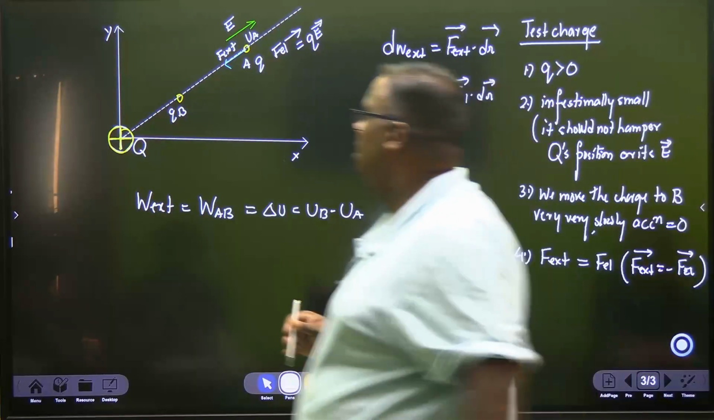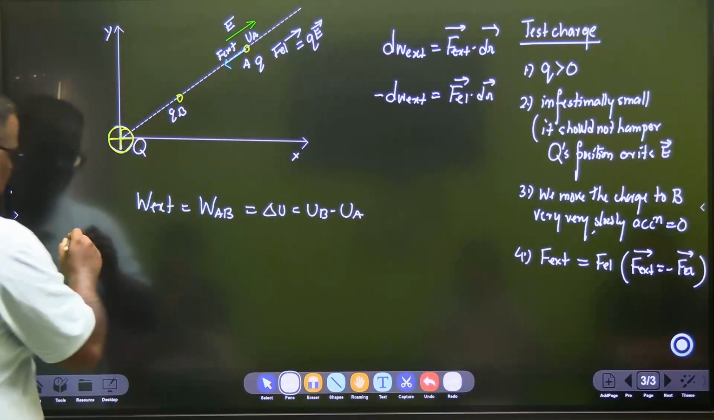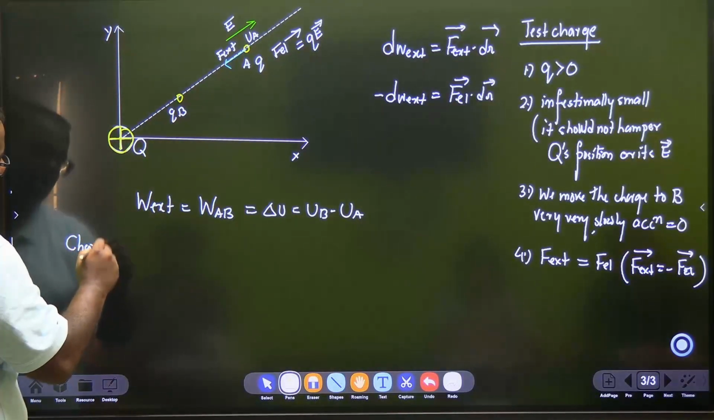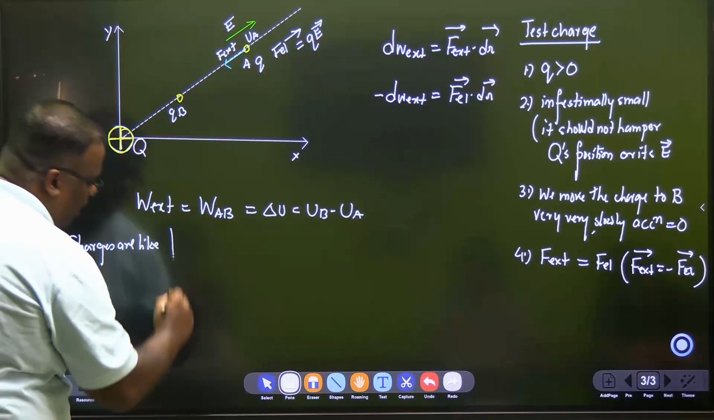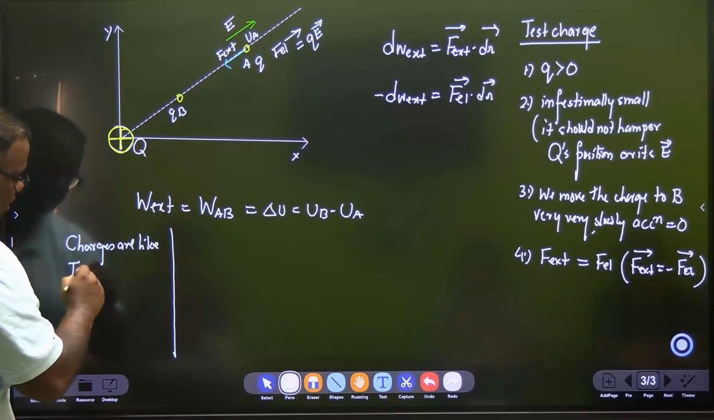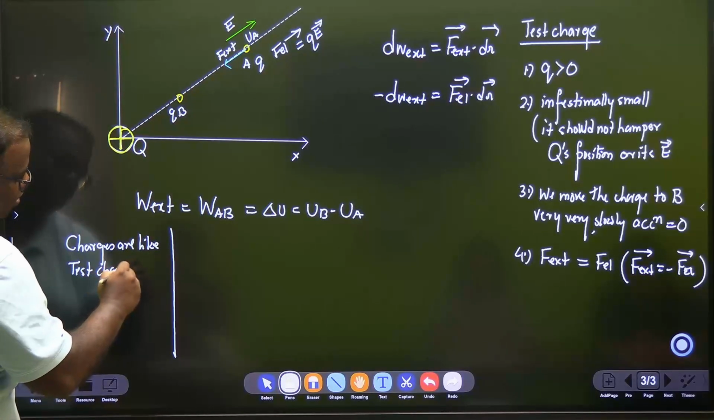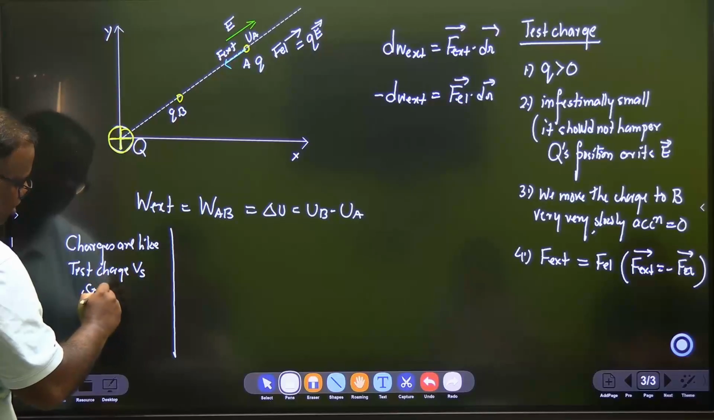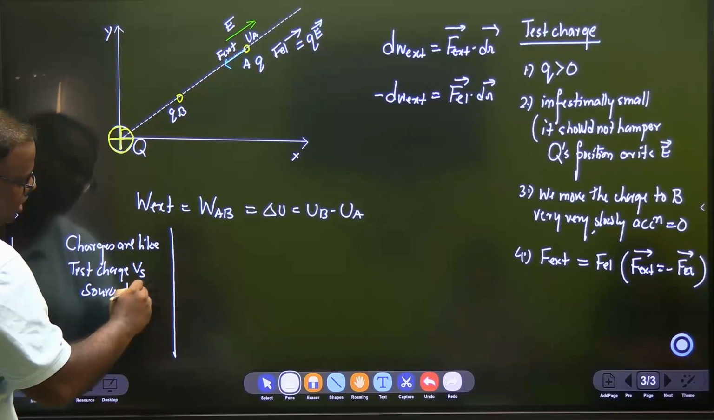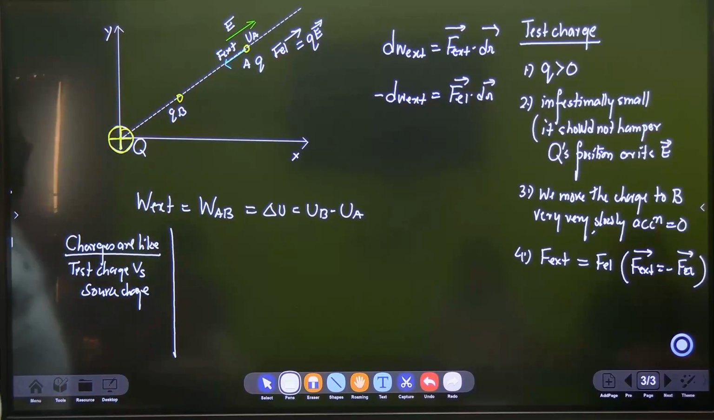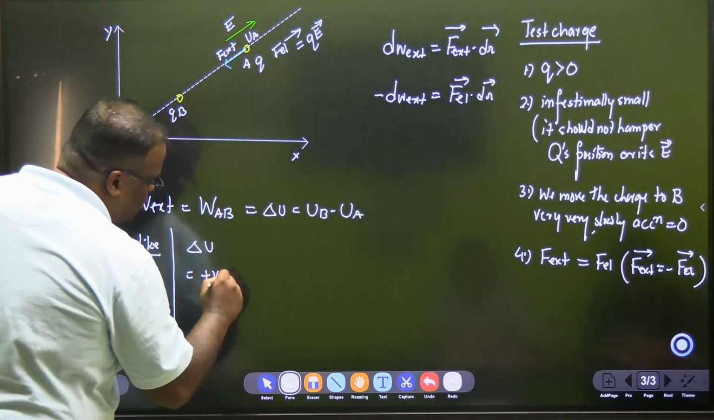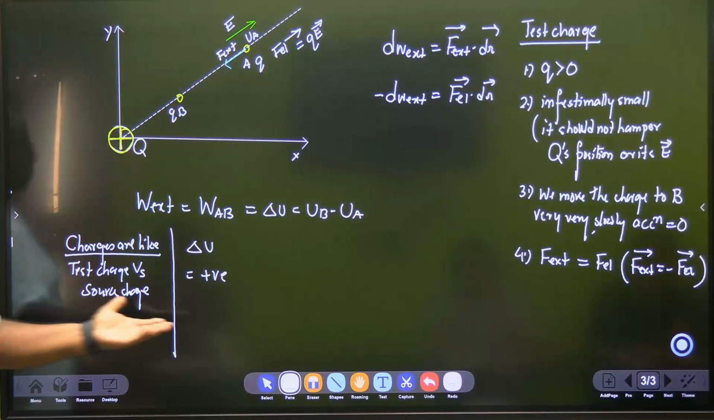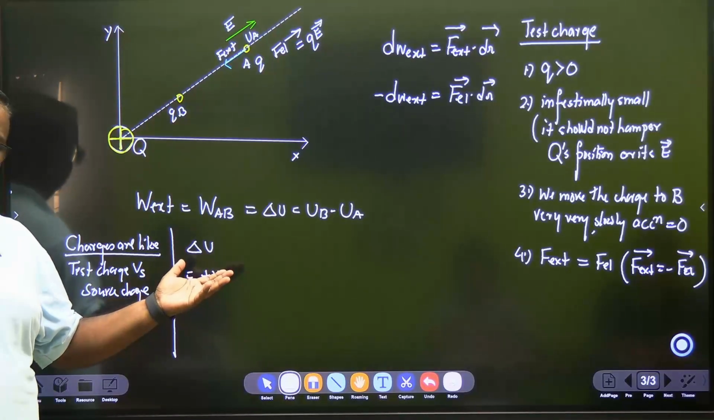Just imagine if we would have taken, say we are trying to draw something called a slab. Charges are alike, means your test charge versus source charge. The two charges are alike in this case, and we have taken both as positive. What is your comment on the delta U of the system? The delta U of the system becomes positive. The potential energy of the system increases, right?